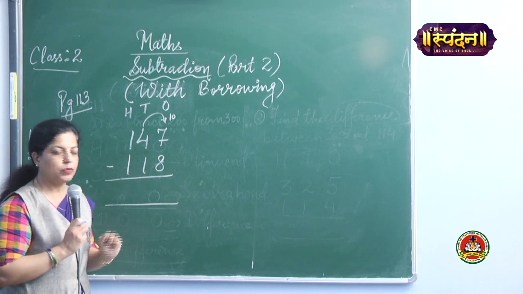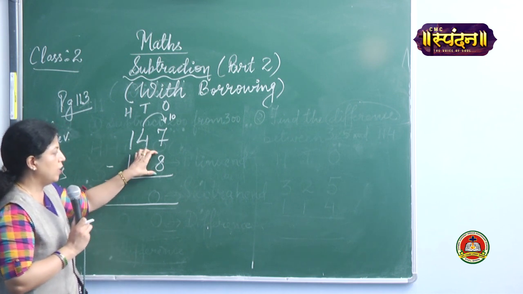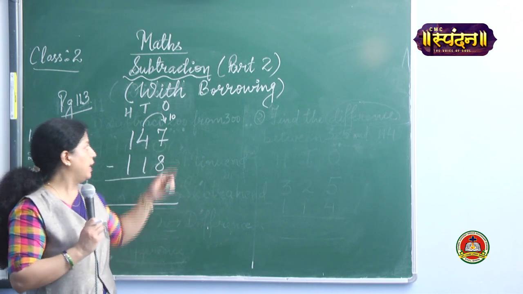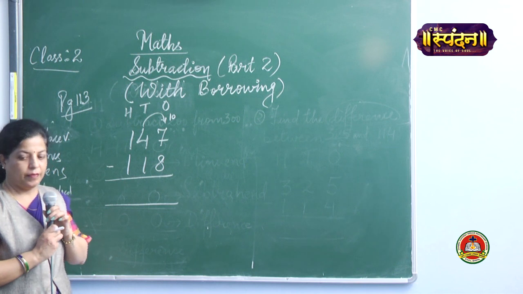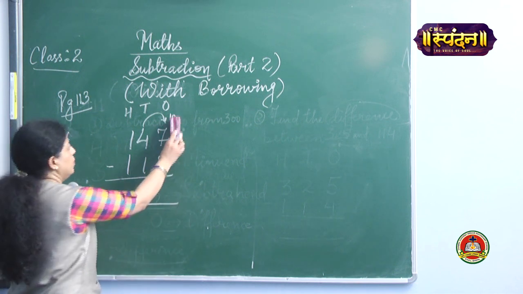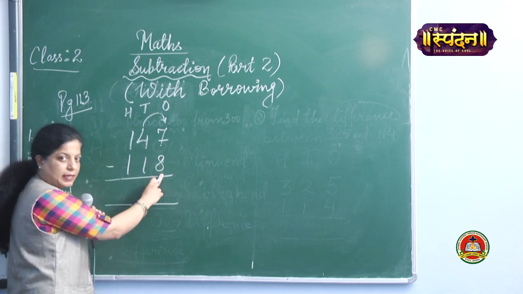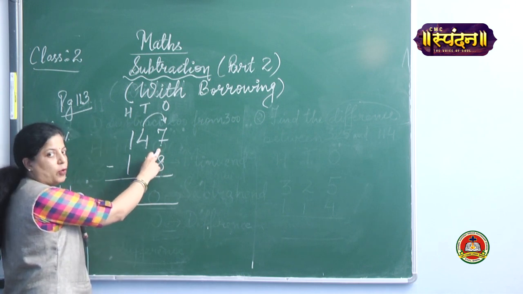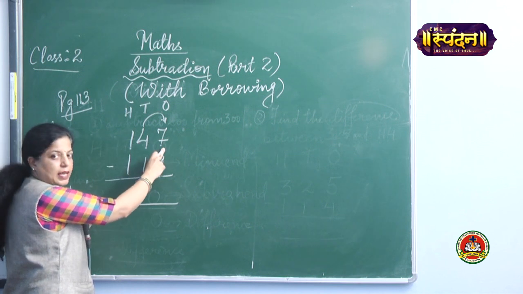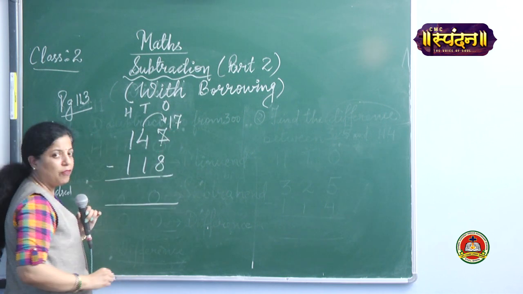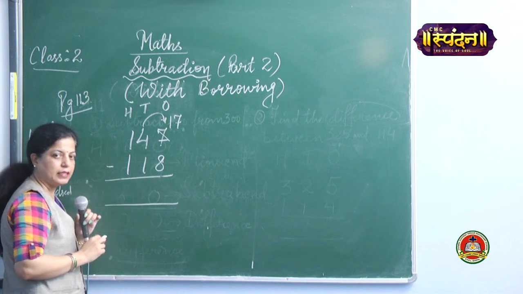But how will we do it? See, the smaller number. After 8, I'll start counting till I get 17. Once again I tell you, as from 7 we cannot subtract 8. So this 7 will borrow 1 ten from this and it will become 17. Now from 17, 8 can be subtracted.